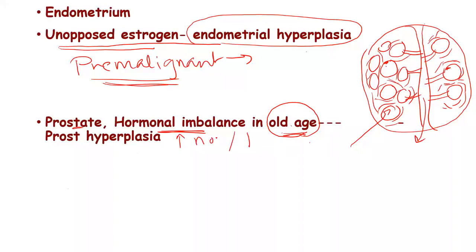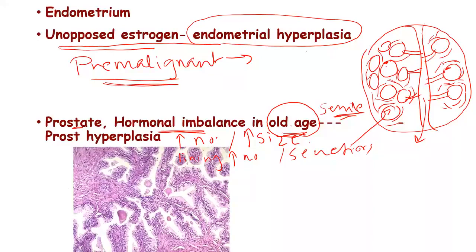What happens in old age? In old age, I have some hormonal imbalance, and this will affect these prostatic acini, so they will increase in number, increase in size, lining cells will increase in number, and I have secretions, a lot of secretions. This occurs in old age, so they call it benign, senile, because it occurs in old age. Okay, senile prostatic hyperplasia. Senile because it occurs in old age. Fine.